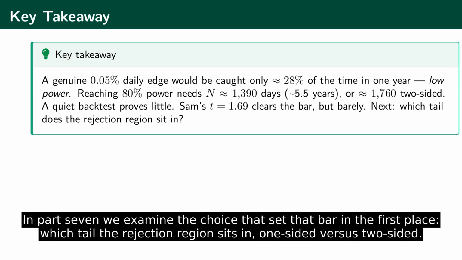In Part 7, we examine the choice that set that bar in the first place, which tail the rejection region sits in, one-sided versus two-sided.